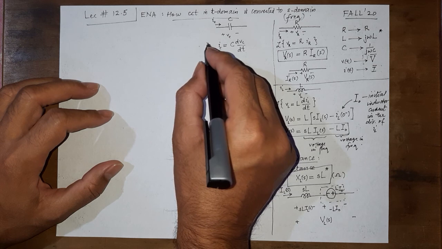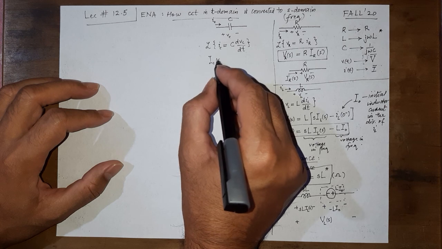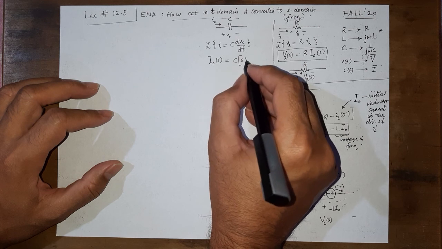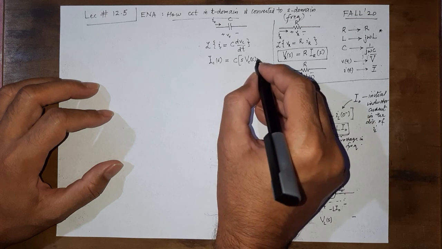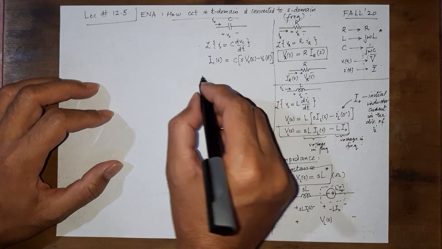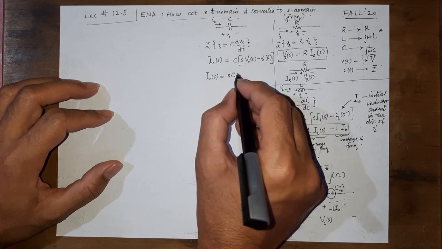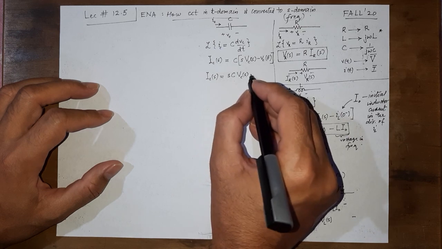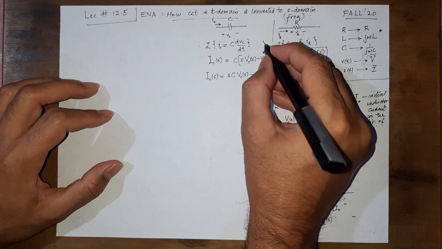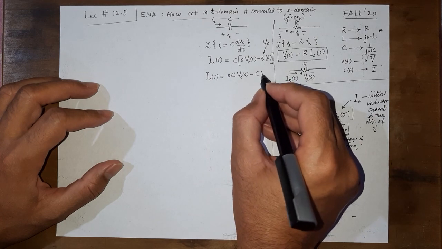A Laplace transform of both sides is going to get us IC of S is equal to C times S Vc of S minus Vc's value at 0 minus. So what we are going to get, IC of S would be equal to SC Vc of S minus C, let us say this is some initial voltage V naught across the capacitor in the same polarity as Vc. Then we get C V naught.